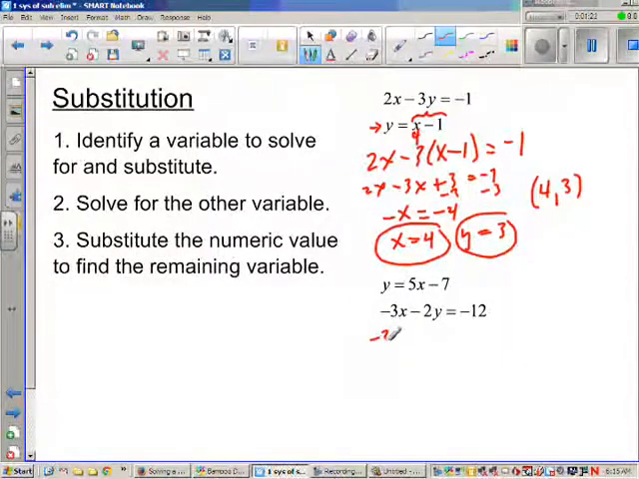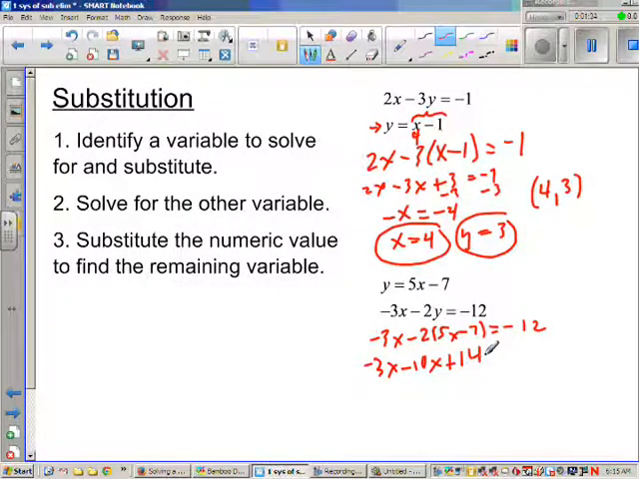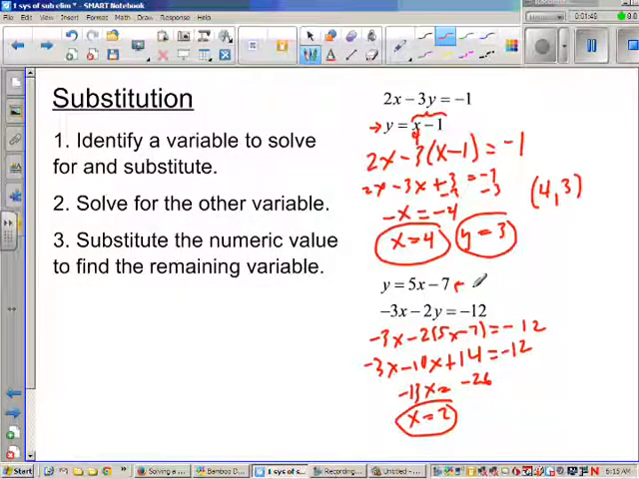Alright, we'll plug in 3x minus 2 parentheses 5x minus 7 equals negative 12. We get negative 3x minus 10x plus 14, and that produces negative 13x equals negative 26, and x will equal a positive 2 here when we divide. Plugging that in up here, we get 10 minus 7, y equals 3. Our solution, 2, 3.